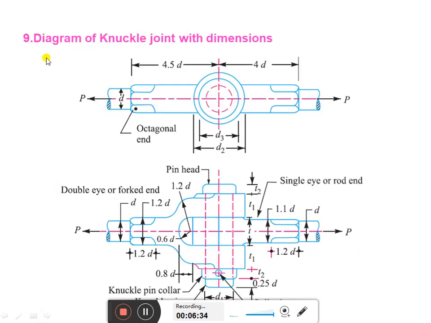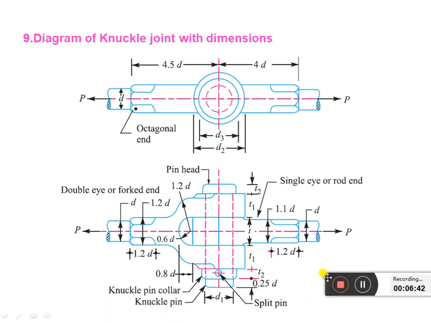Then the final step, step 9, the diagram of the knuckle joint with the dimensions. You have to draw the diagram and mention the dimensions of the knuckle joint, all the dimensions that we found in the previous steps. So these are the design steps you have to follow while designing the knuckle joint.